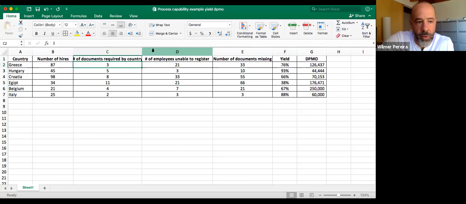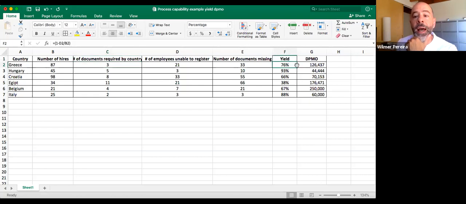In column E, you have the total number of documents that were missing. For example, for Greece, there were 21 employees that were unable to register, and those employees had 33 documents missing. So the 21 employees out of the 87 that started were missing 33 documents in total. Then in columns F and G, we have the calculations for yield and DPMO.